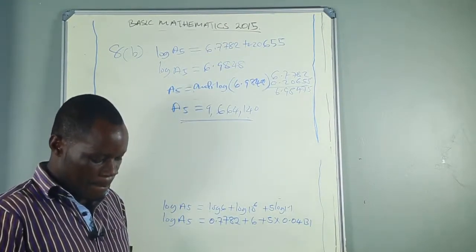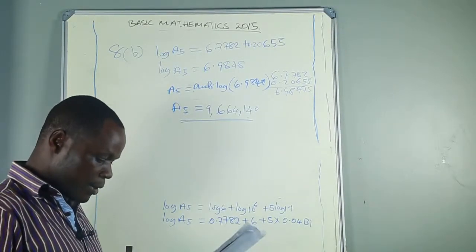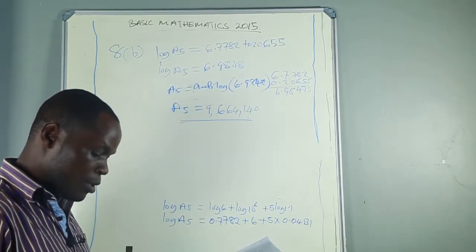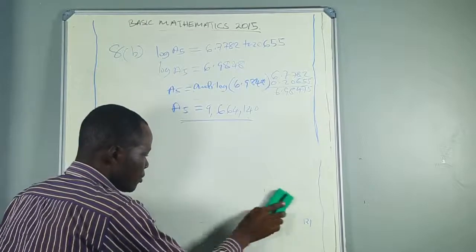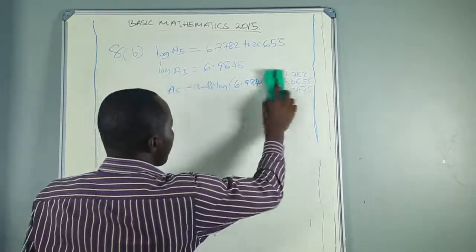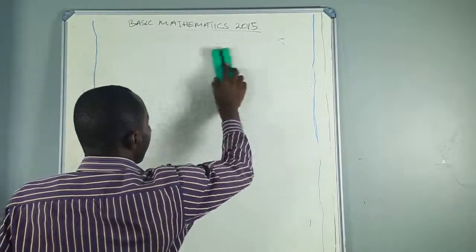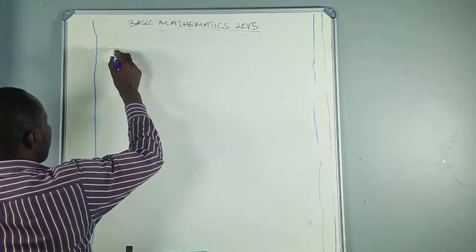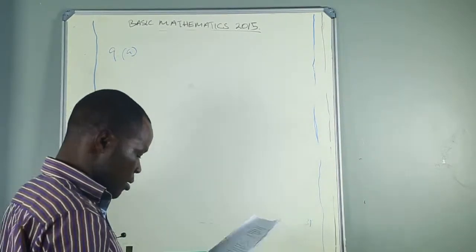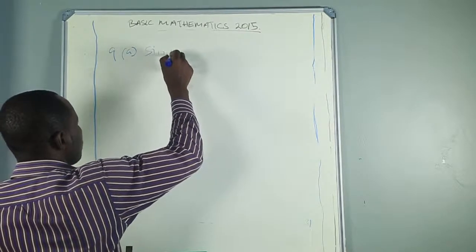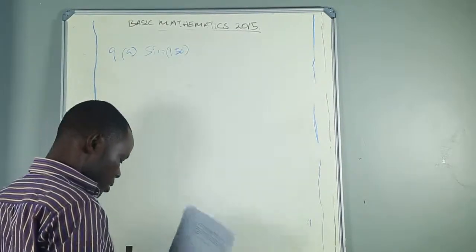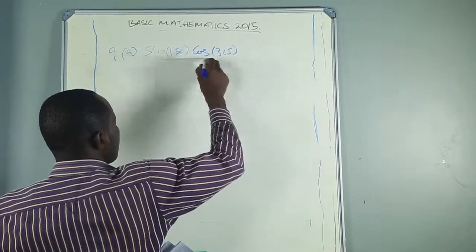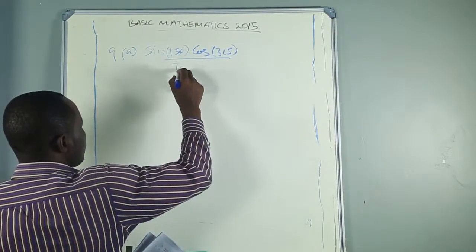Question number 9. Find the value of sine of 150 times cos of 315 over tan of 300 without using mathematical tables. Question number 9, part A: sine of 150 times cos of 315 divided by tan of 300.